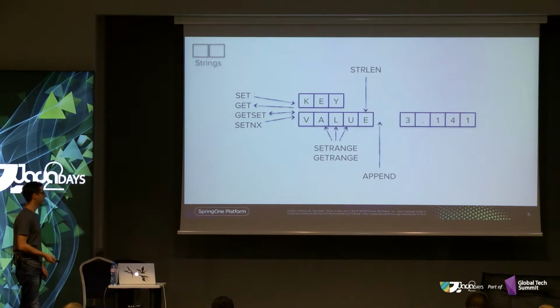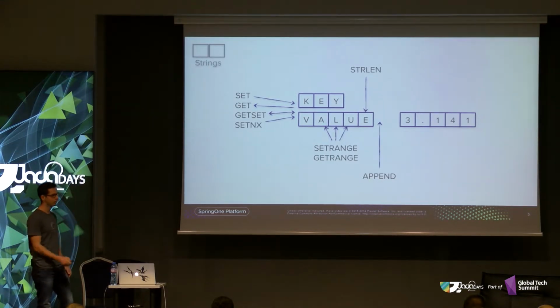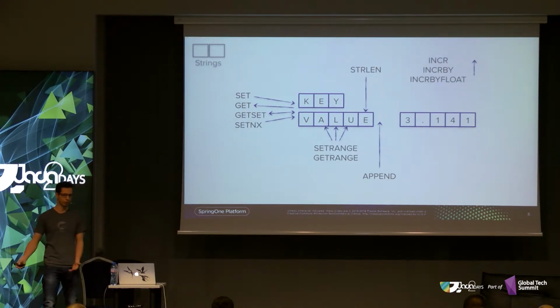And there is a special case. In case the string you store as a value happens to be any number, might be a floating point number, Redis allows you to do numeric operations on it like increase, which will be increased by 1.